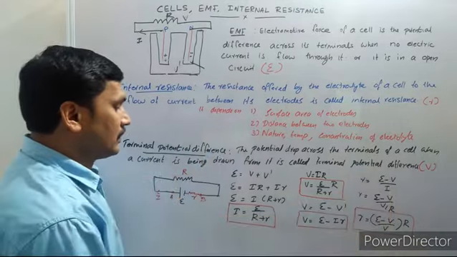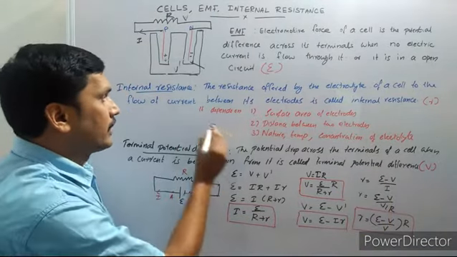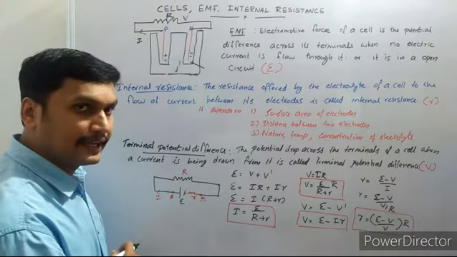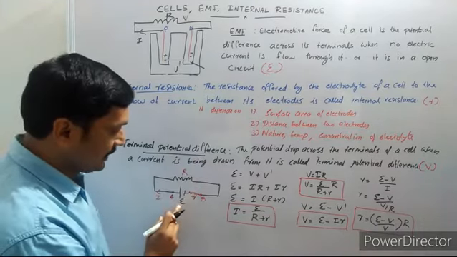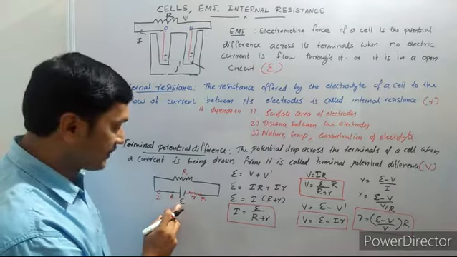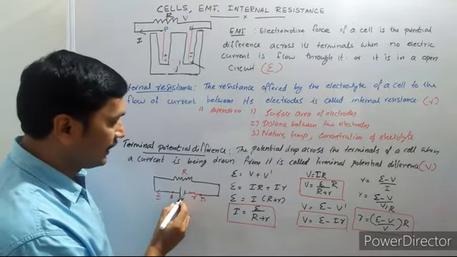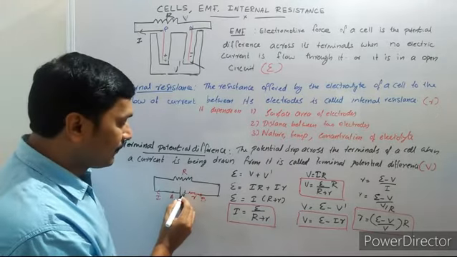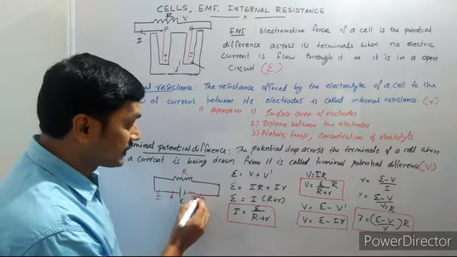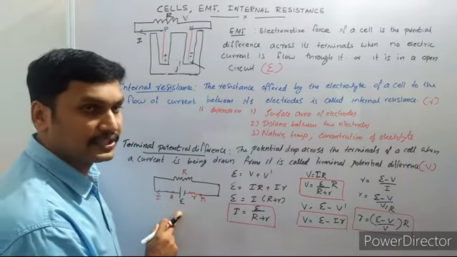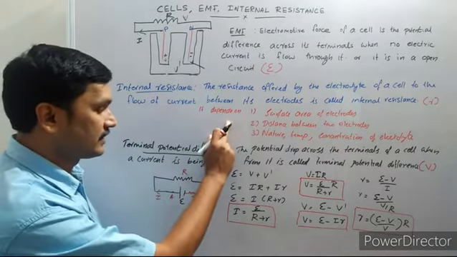Now, in order to denote the internal resistance of a cell when you are drawing a circuit diagram, we draw the electrolytic cell this way. This is the circuit symbol for a cell, with the positive terminal and the negative terminal. Along with this cell, we have a small resistance. Inside the cell itself, we have a very small resistance. That is our internal resistance.